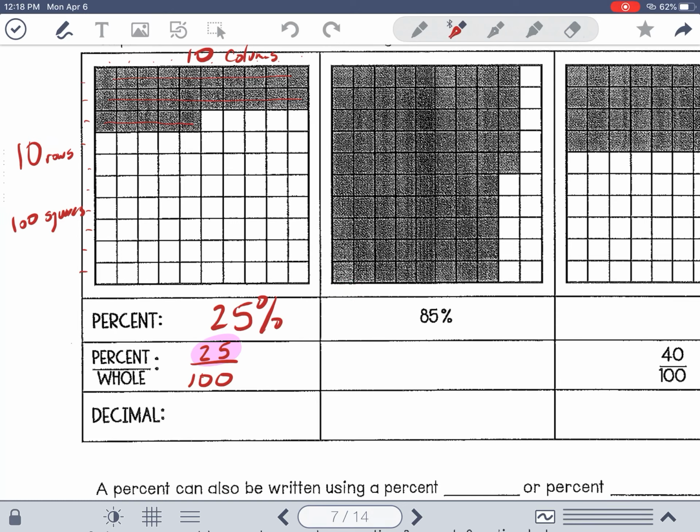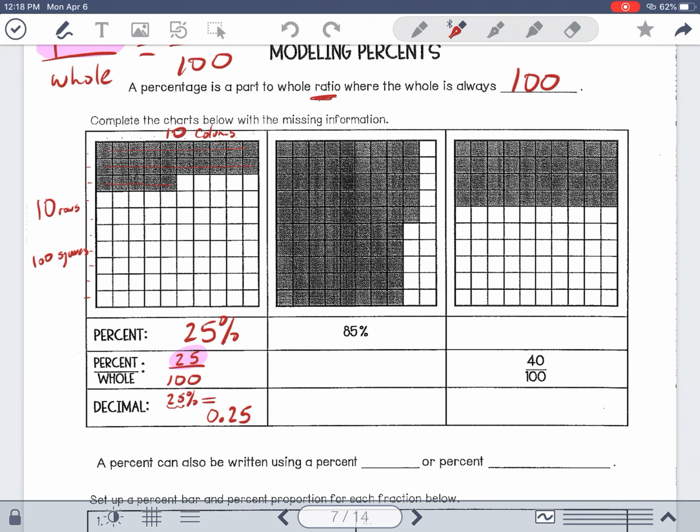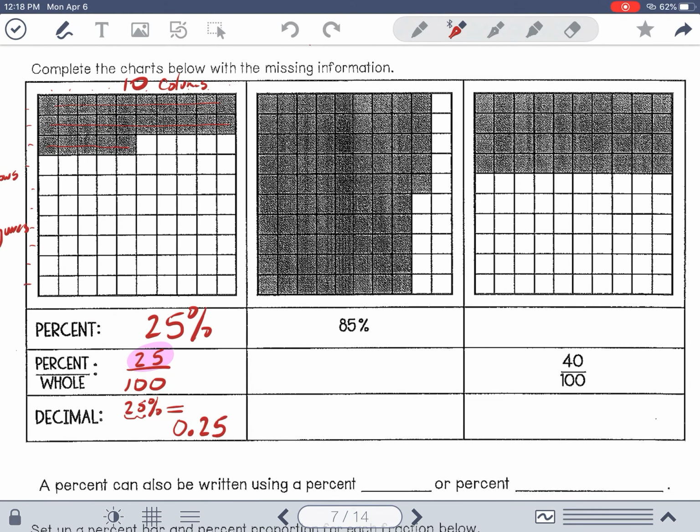When you're converting a percent to a decimal, all you have to do is move that decimal over to the left 2 places, 0.25. Put a 0 in front. That's how you model a percent. This one even gives you the decimal. The next ones, I'm going to do these last 2 very quickly.